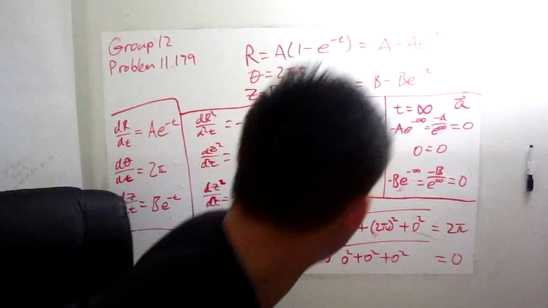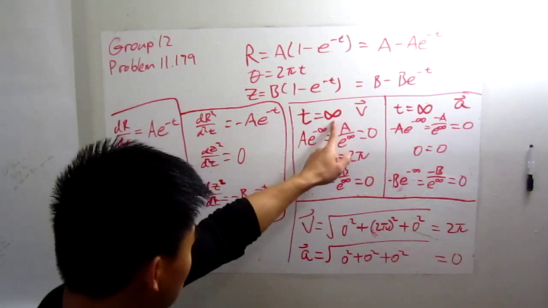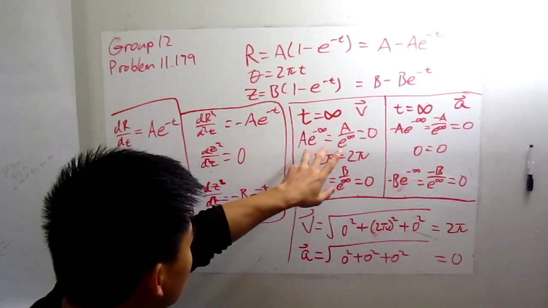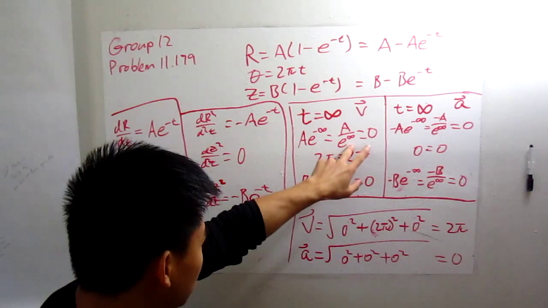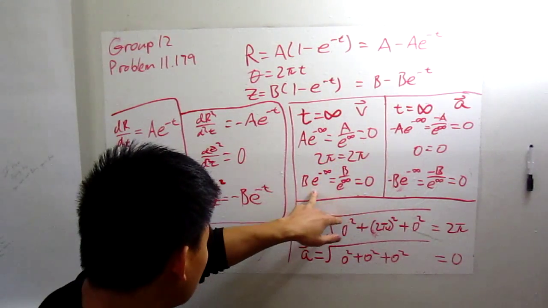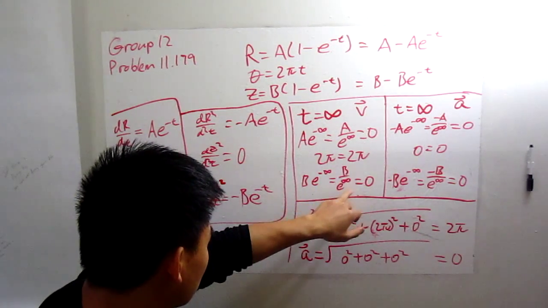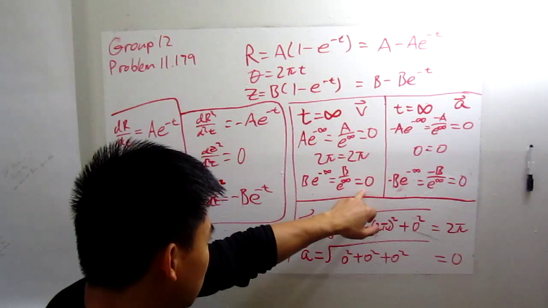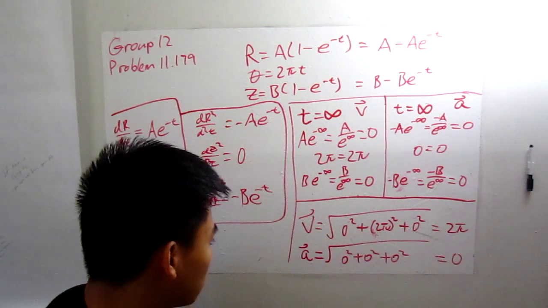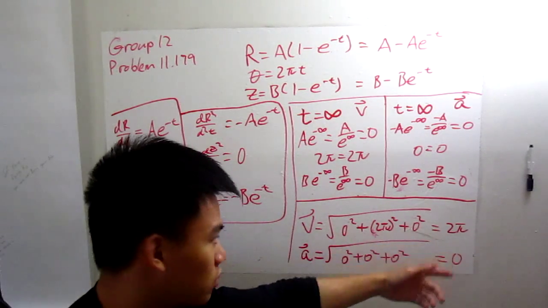For the second part, we do the same thing, except this time we plug in t equals infinity. When we plug in t equals infinity, we can bring the e to infinity to the bottom, which just gives us 0. 2 pi is 2 pi. b e to the negative infinity is the same thing: b over e to infinity will just give us 0. So that's for the velocity. You take the square root of the sum of squares: 0 squared plus 2 pi squared plus 0 squared, which just gives us 2 pi.